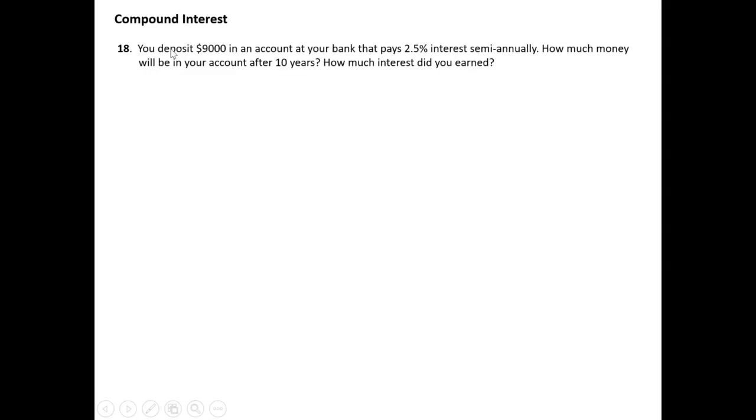Okay, now here's a scenario. You deposited $9,000 in an account at your bank that pays 2.5% interest semi-annually. How much money will be in your account after 10 years? And how much interest did you earn?